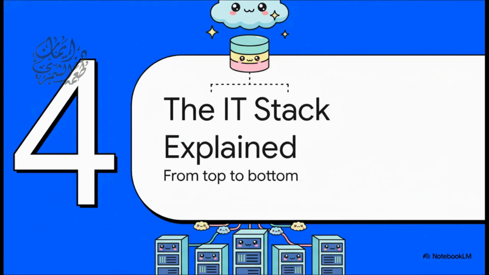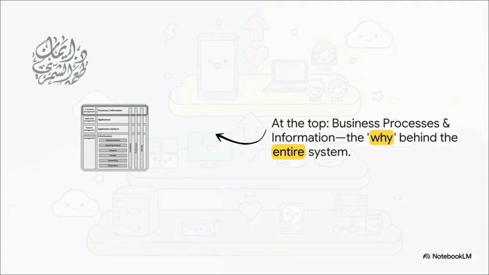All right, let's put this model to work. We're going to walk through it layer by layer, starting right at the top and working our way down to the very foundation. Everything, and I mean everything, starts right here at the top. This layer is the why. It's what an organization actually does.